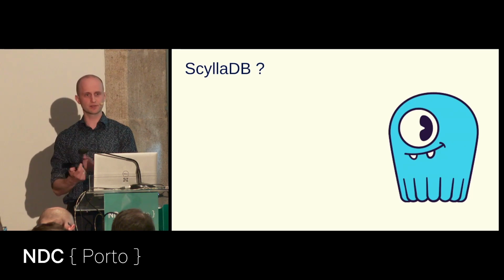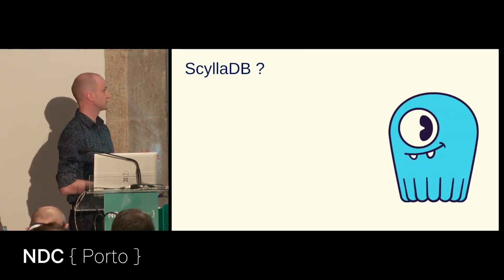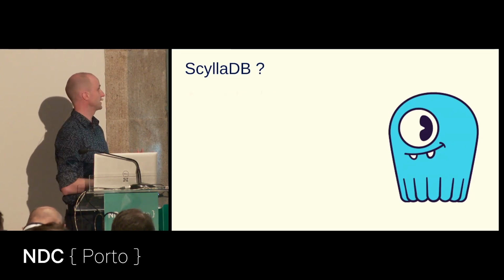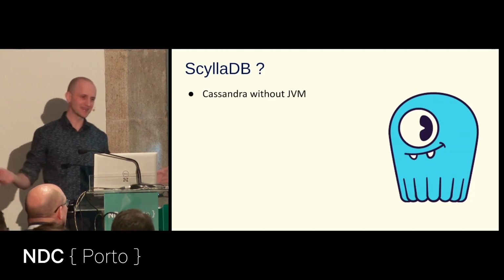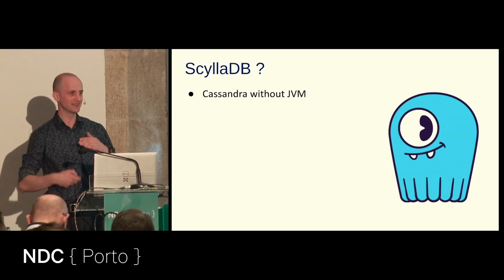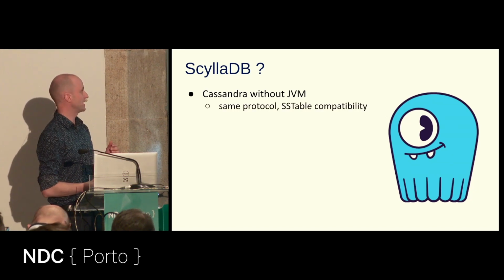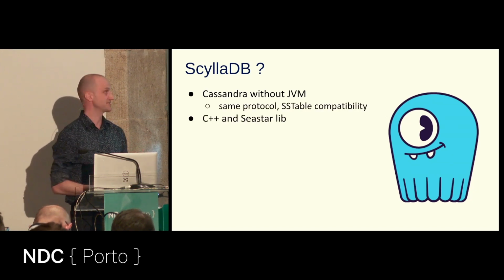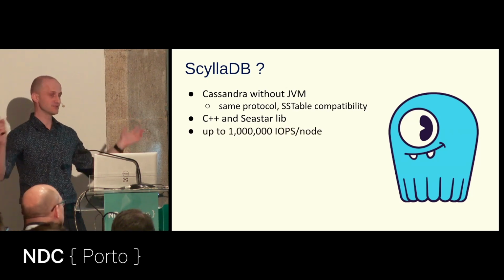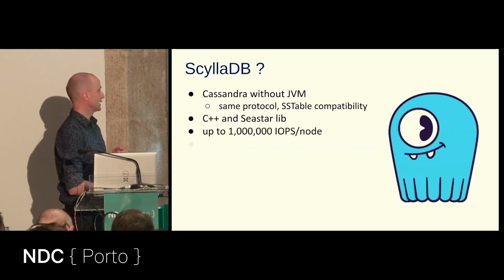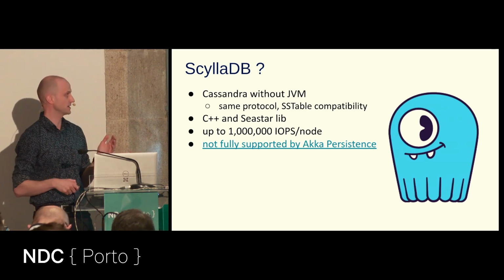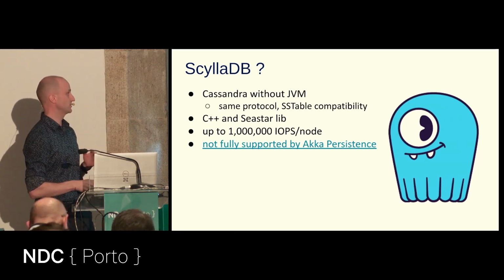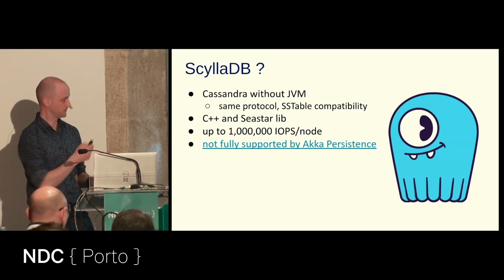Be aware that there is a growing alternative to Cassandra, which is ScyllaDB. Basically, Scylla is Cassandra without the JVM. The same concepts, the same internal behavior, but this time in C++ and Seastar. And you can handle even more load. Some time ago, it was not fully supported by Akka Persistence. Not sure what the status is right now. If you follow the link, you will be able to check it.